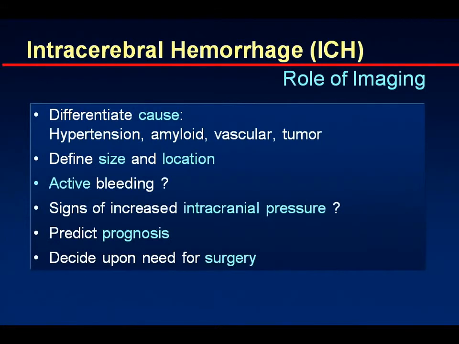We would like to define size and location, that's clear. Another thing that's important, if you can see active bleeding, this means that the prognosis is very bad. Active bleeding means expanding hemorrhage, and the prognosis of these patients is much less favorable than patients that do not bleed actively. This is something that we've learned in the past years.